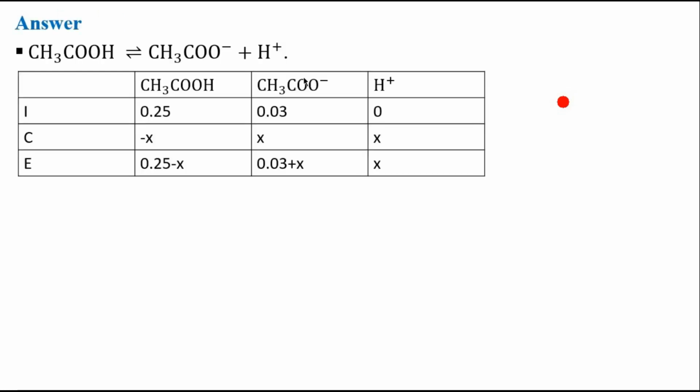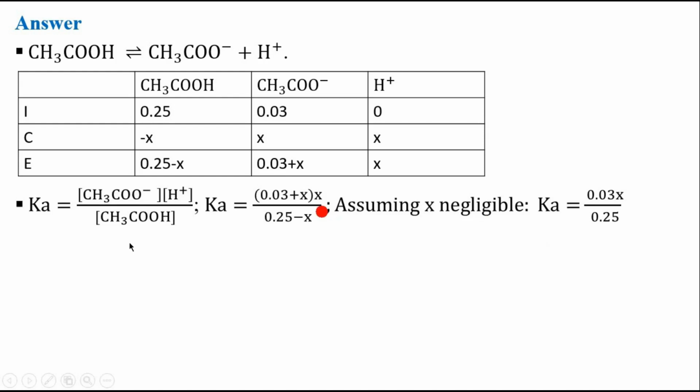So this is the system that we have. We have acetic acid, and the sodium acetate will give the acetate ion. So here we have 0.25 of this one, and 0.03 of this one. The hydrogen we don't have initially, because a buffer solution has these two species, and their concentrations are given. Then we can solve for hydrogen. After solving for hydrogen we could determine the pH, but here they only asked to determine the H plus. So Ka will be equal to (0.03 plus x) times x over (0.25 minus x).